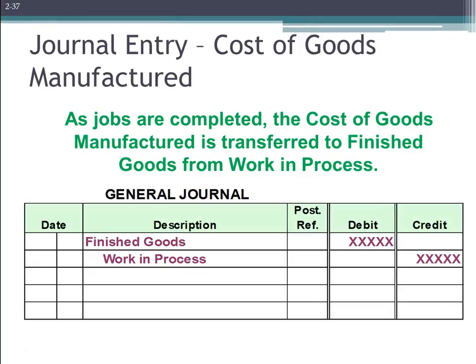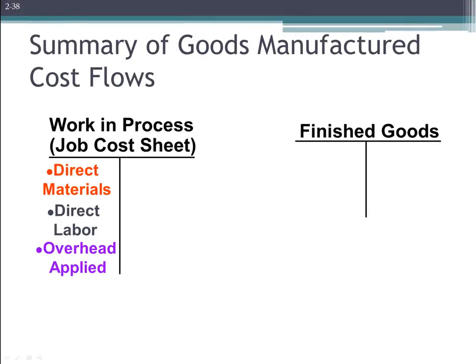So once we've gotten the manufacturing overhead and the direct labor and the direct materials into work in process, once we start finishing some of the units of production and they're ready for sale, we would of course reduce the work in process and increase finished goods inventory.